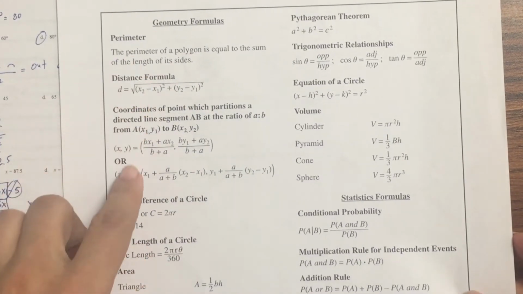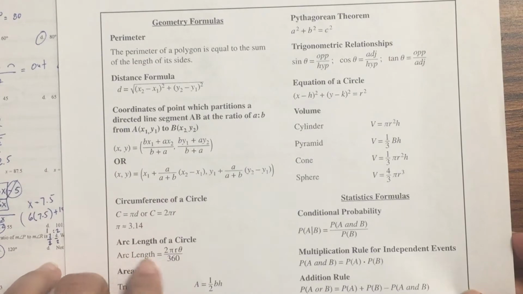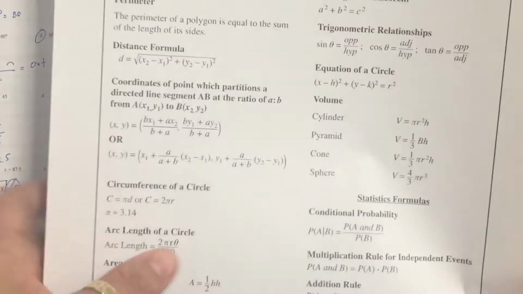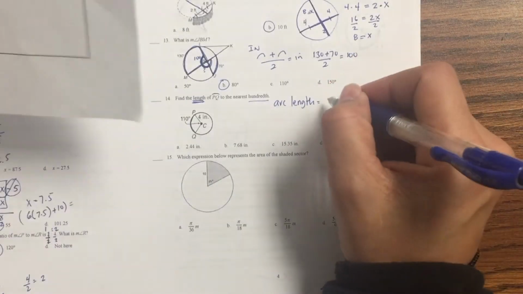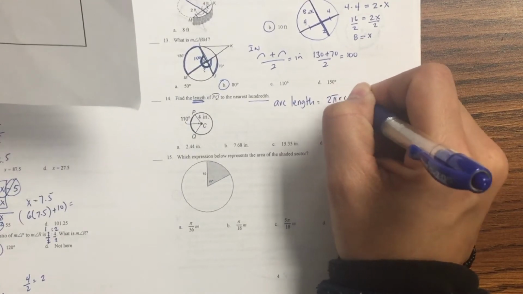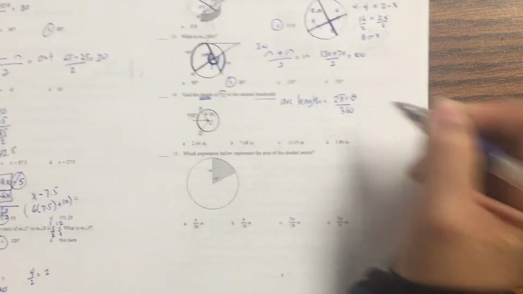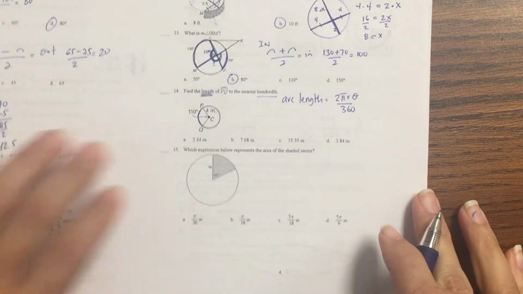Arc length of a circle. Bam. And you write that down. So you copy it down exactly as you see it. So that's 2 pi r theta over 360. And then fill in the numbers.